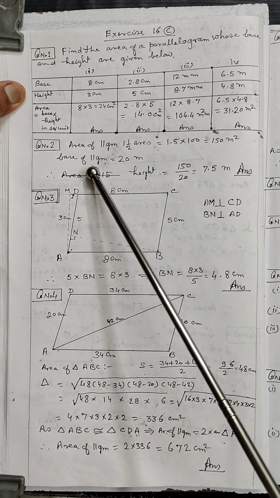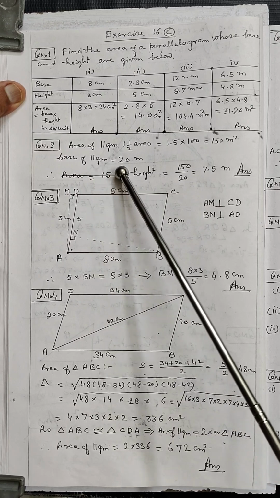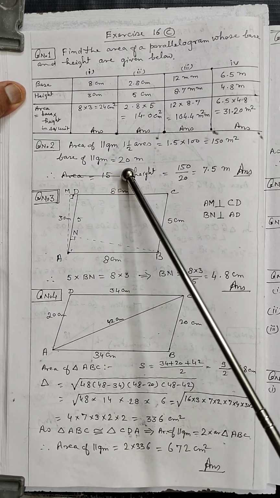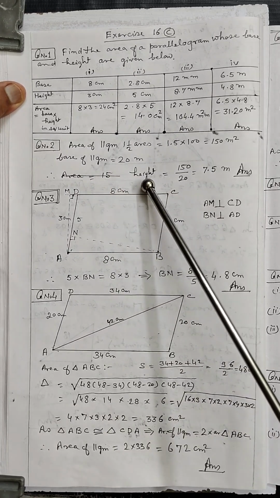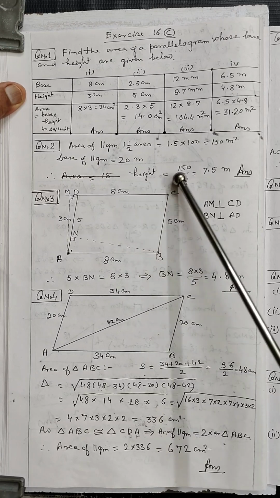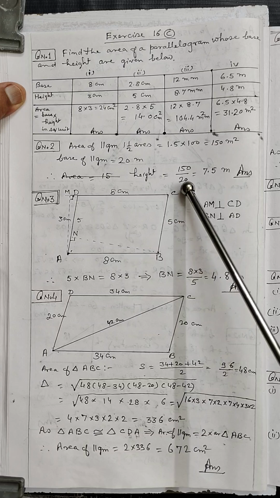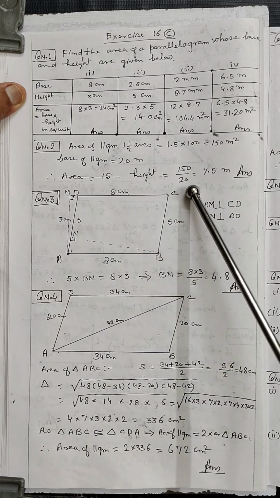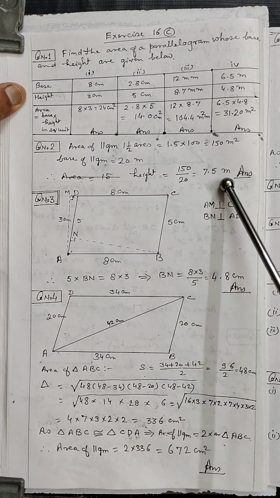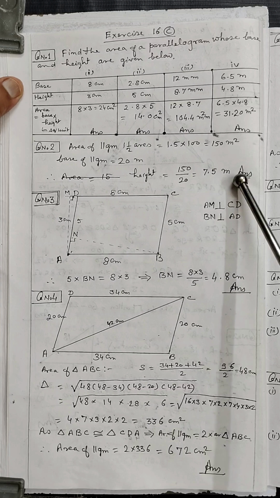So the base of the parallelogram is given, that is 20 meters. Therefore the height will be equal to area divided by base. That is 150 divided by 20, that will be equal to 7.5 meters. This will be the required answer.